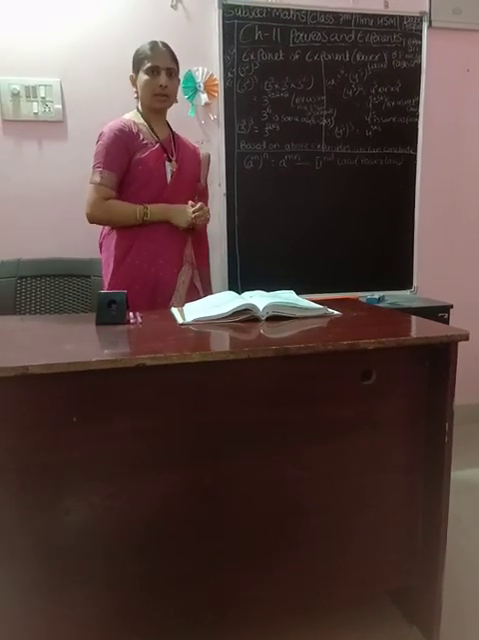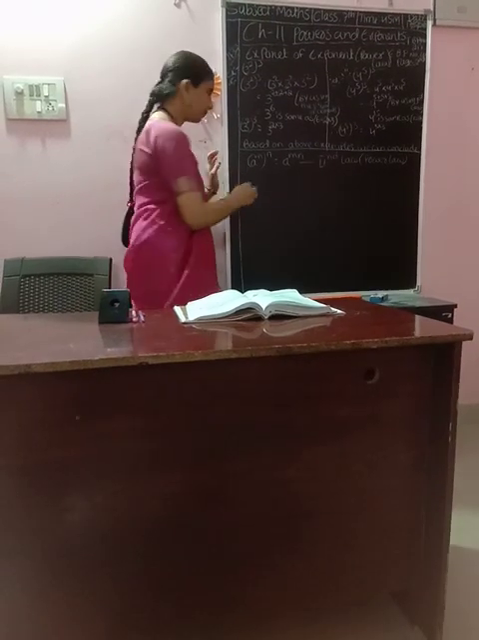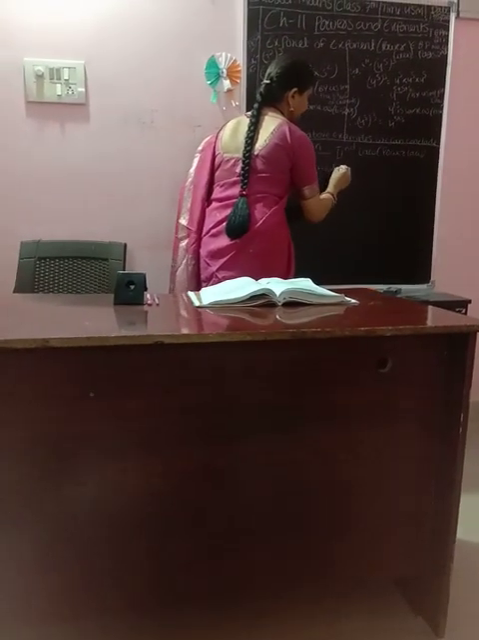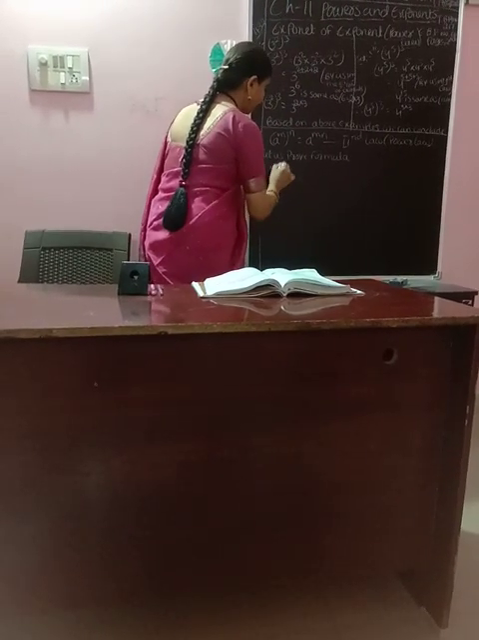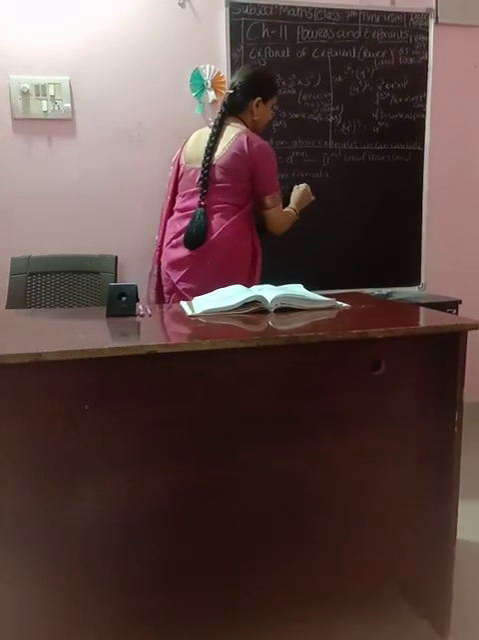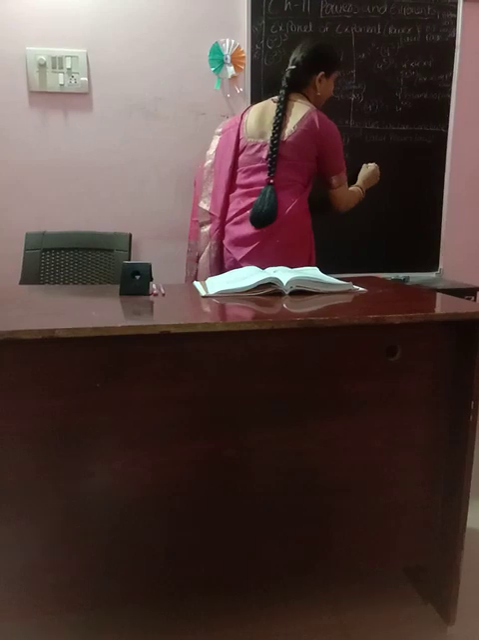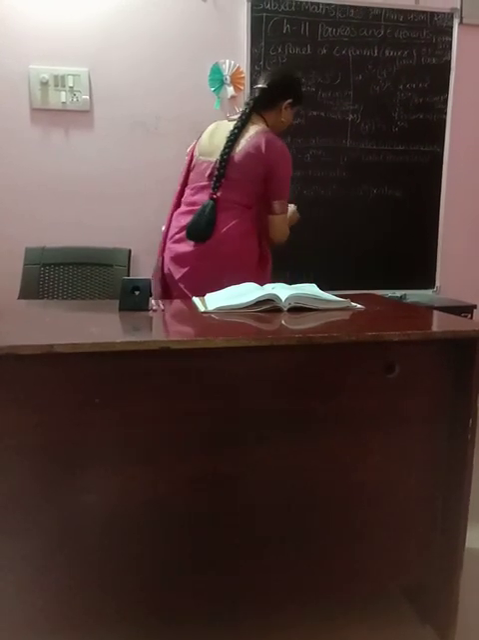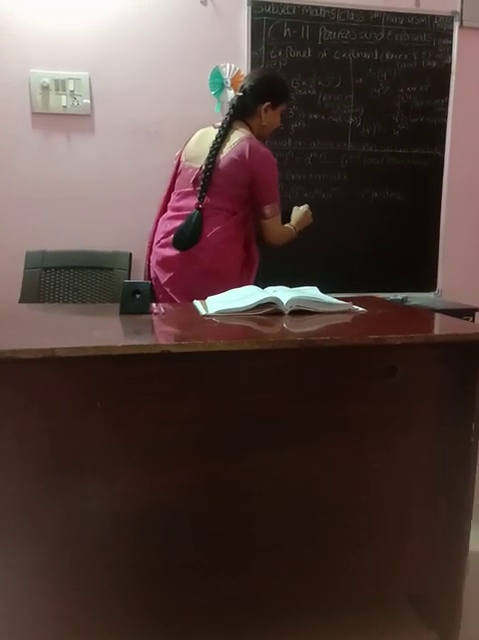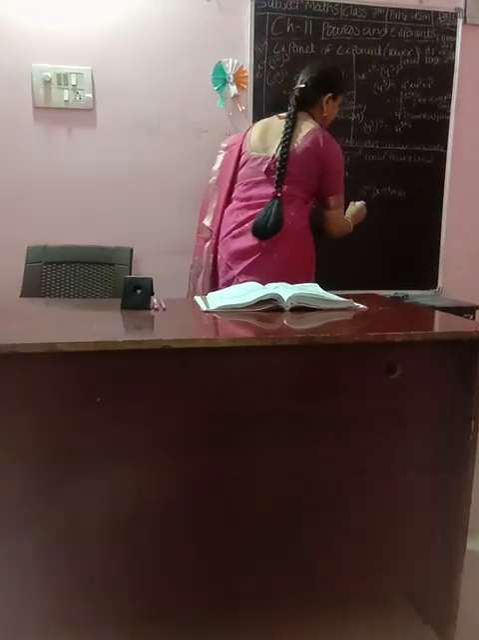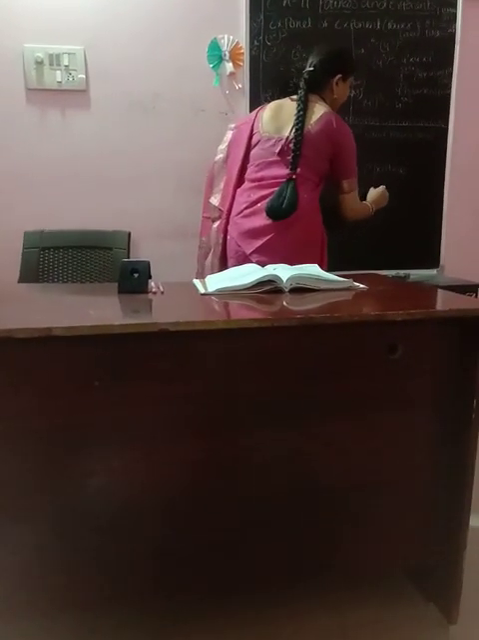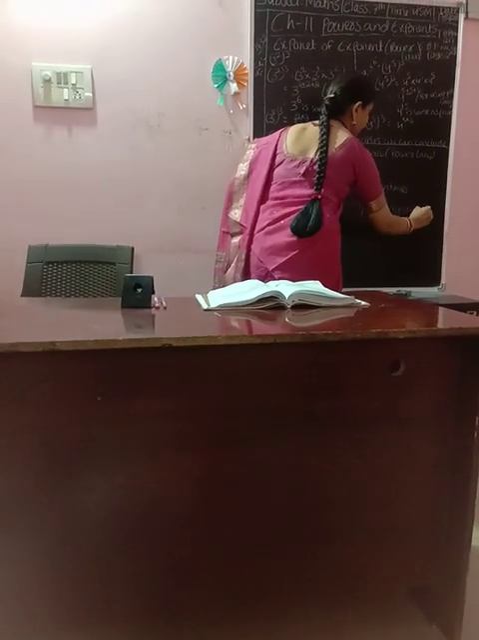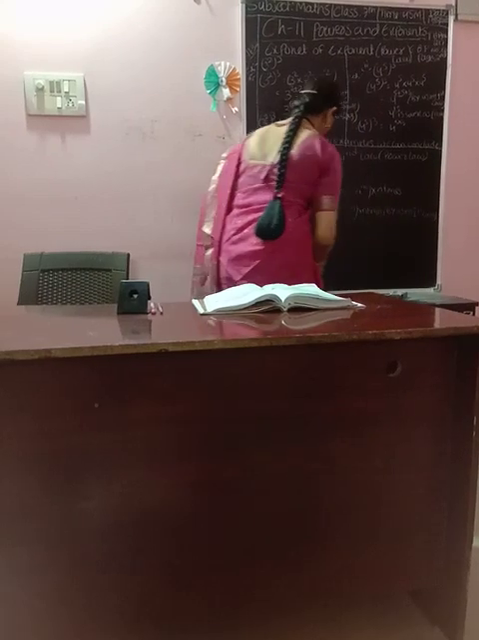How to prove this formula? Let us prove it. (a to the power of m) to the power of n equals a to the power of m multiplied a to the power of m, up to n times. So a to the power of m plus m plus m, and so on, n times, by using the first law.